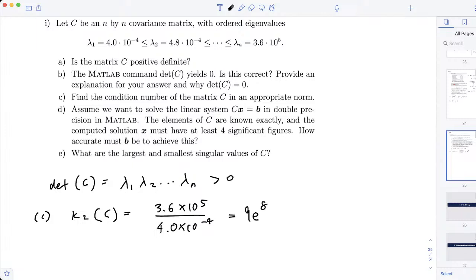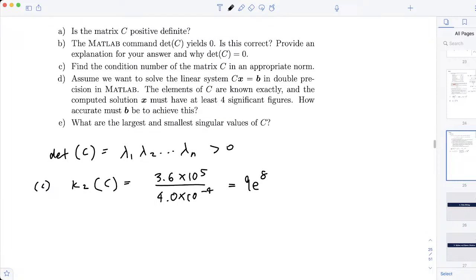So it can also go the other way. So it might also be like, oh, C is known exactly, B is known to this many decimal places, find the relative accuracy of your solution. Or it could be like this one.